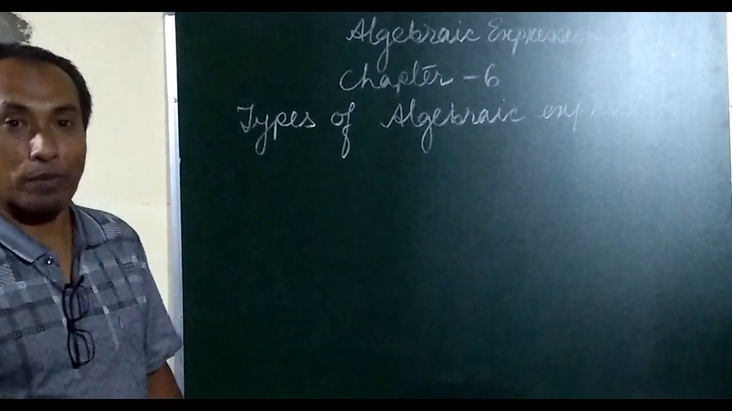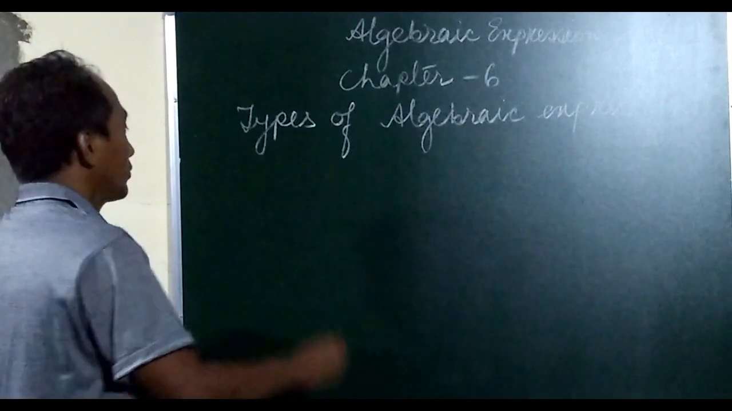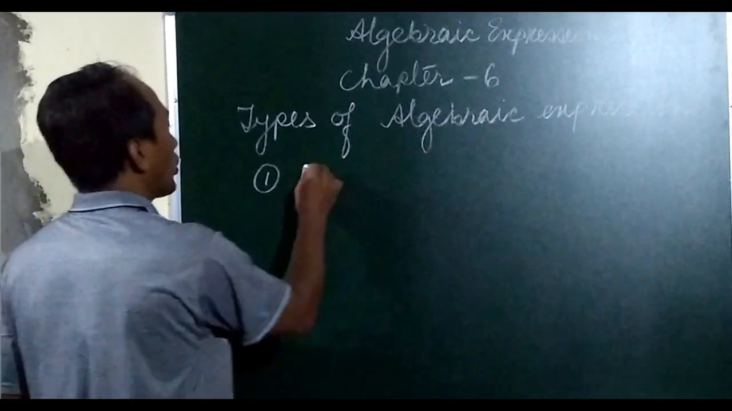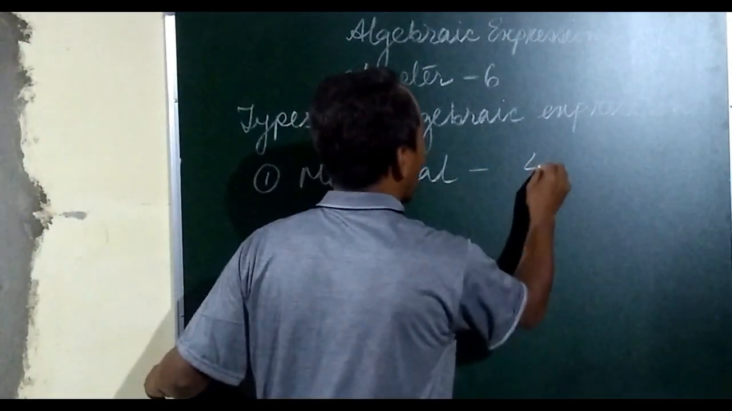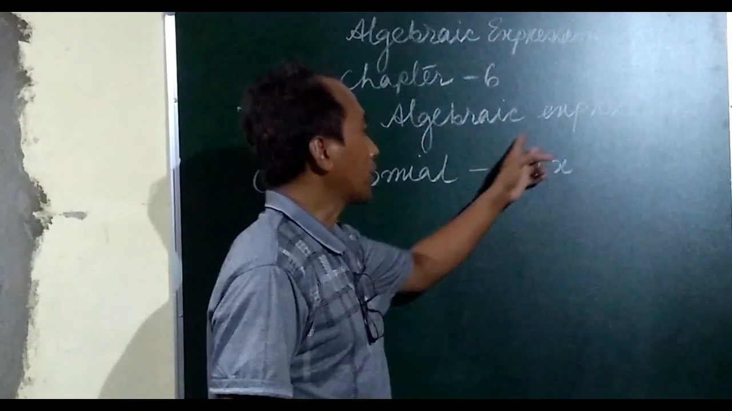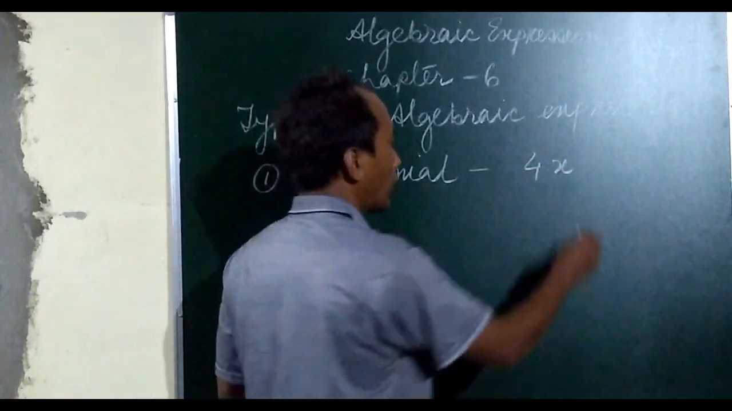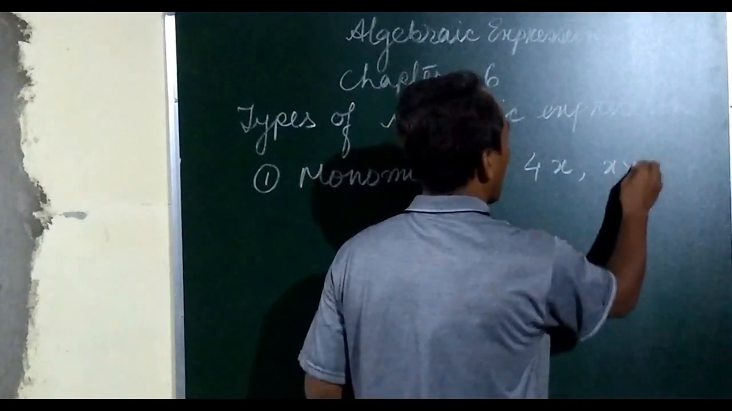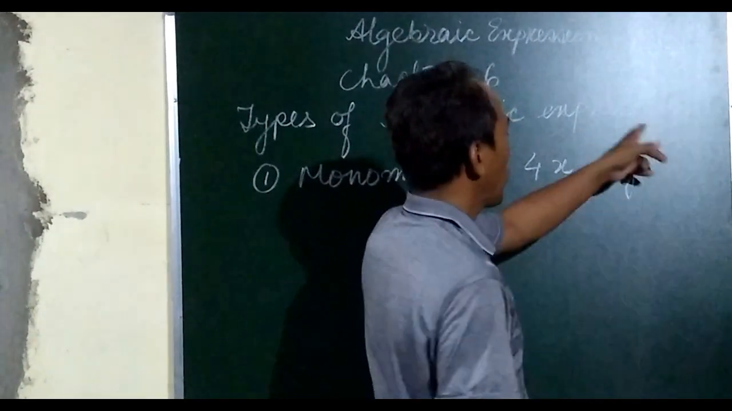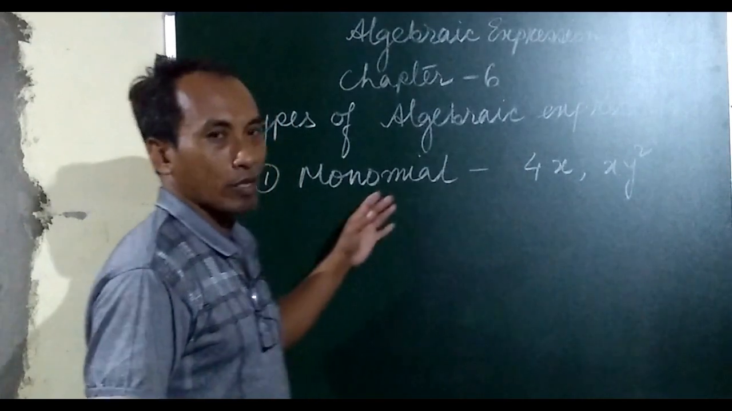Types of algebraic expression. Now we are going to study the types of algebraic expression. Number 1, monomial. Monomial is any algebraic expression which contains only one term, 4x. It is only one term. Or you can say x, y squared. This is only one term. So this type of algebraic expression is called monomial.